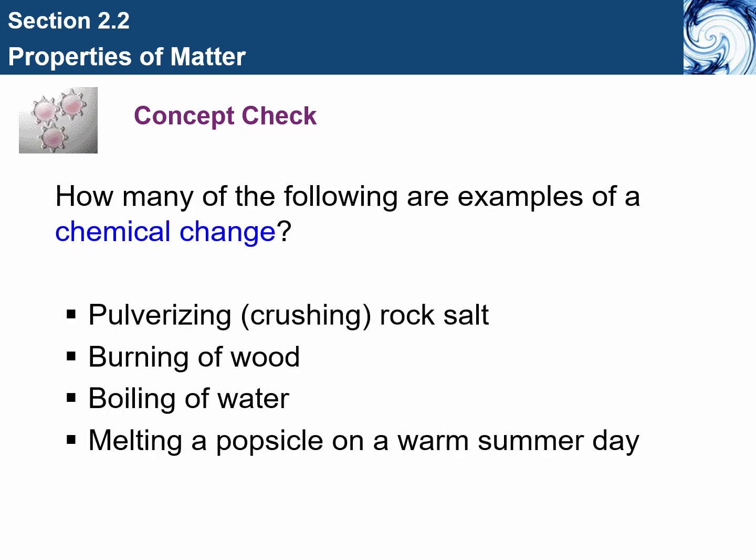All right, we need to determine which of these examples are going to be a chemical change. I'll give you a second. All right, did you guys get it? Let's go through these. Pulverizing, if you don't know that, means crushing. Rock salt, burning of wood, boiling of water, melting a popsicle on a warm summer day. Rest in peace, summer. We'll see you again.